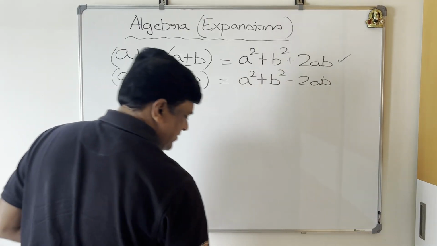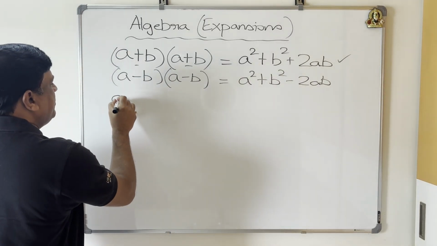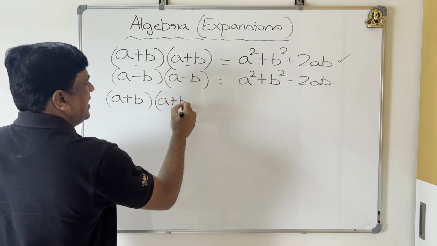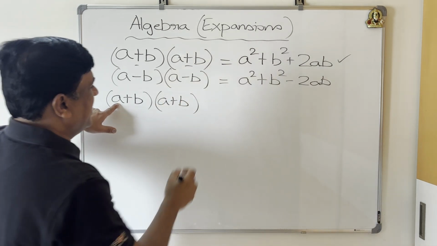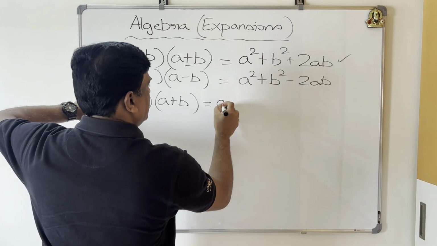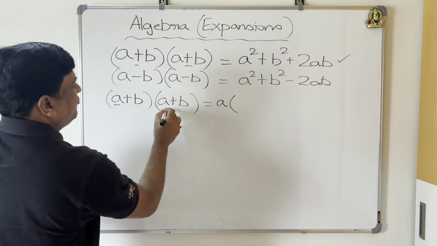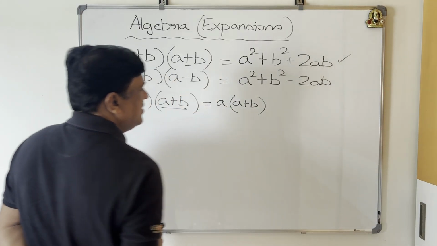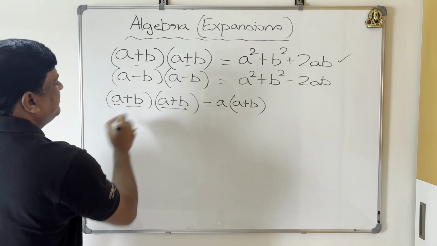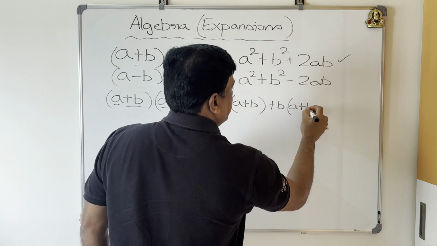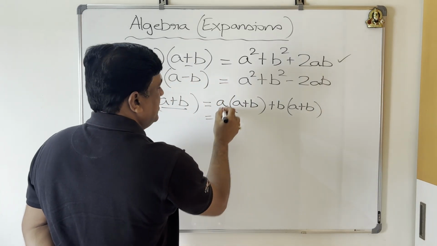Let's resolve it. So a plus b times a plus b. Can I write it like this? I'll take this a, and this a should be multiplied with the entire expression like this. Done. Now you're left with plus b. Put it plus b over here. Then again multiply a plus b. So now open up. What do you get?